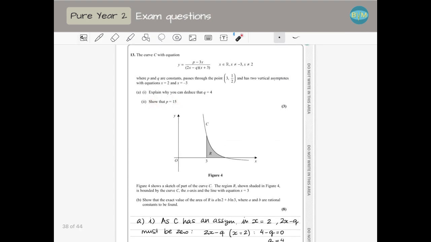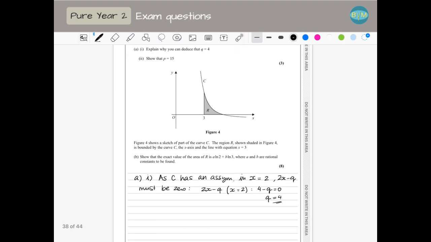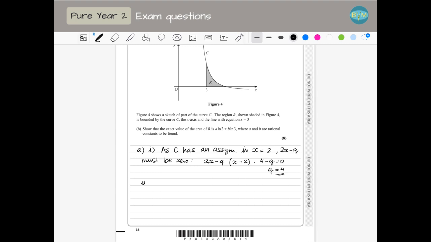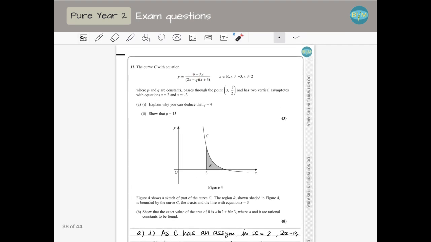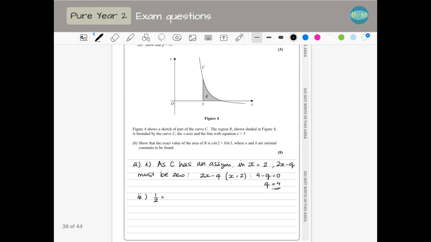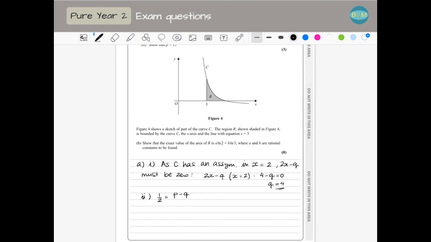Then they say, show that p is 15. So we have p in the numerator, and the other thing that we can do is substitute this point into the equation. When x is 3, y is going to be 1/2. So we are going to substitute y by 1/2. So 1/2 is going to be p minus 3 times 3, p minus 9, in the numerator.